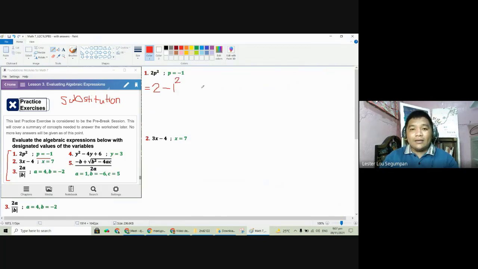What does it look like? It looks like you're just squaring 1, and the negative sign will become an operation. So it will be 2 minus the square of 1, which is still 1. 2 minus 1, you will have the result of 1, which is really incorrect. That is why you should always use parentheses.